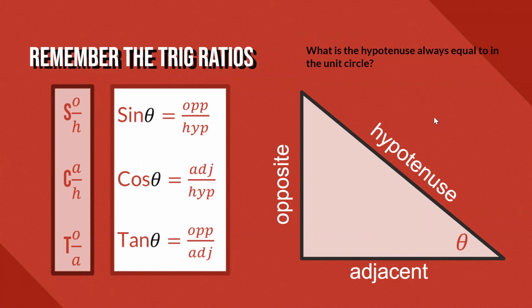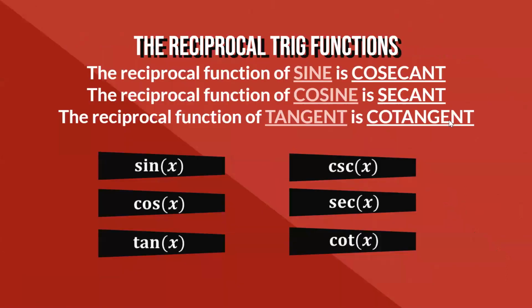Exactly. The hypotenuse and the radius is 1. Perfect. It is 1. So we're going to use this to our advantage, all right? So reciprocal trig functions are going to have 3 new names, okay?